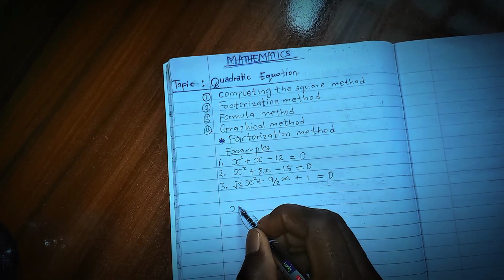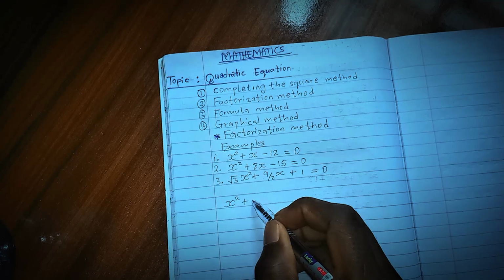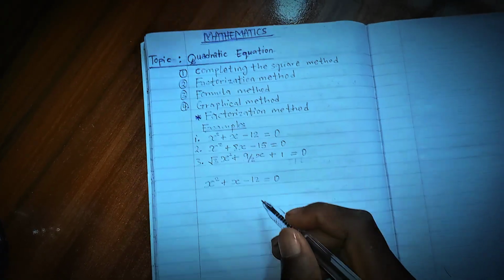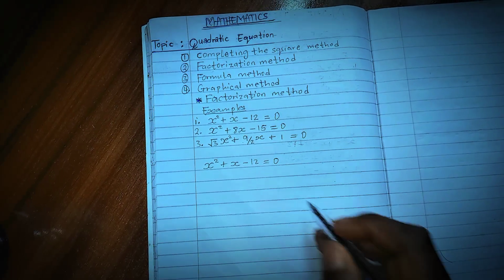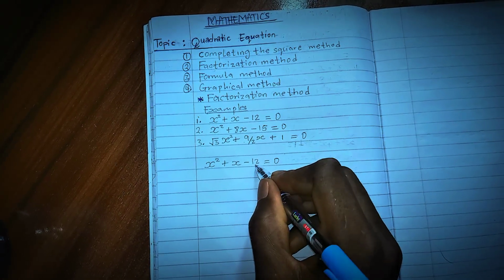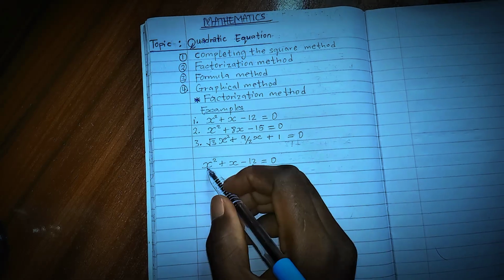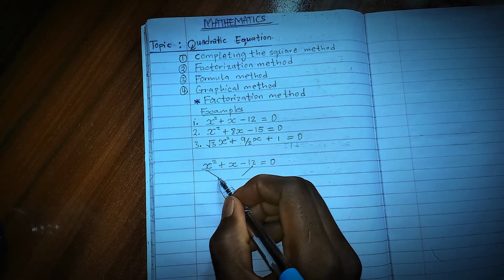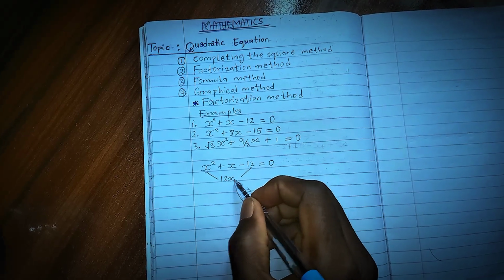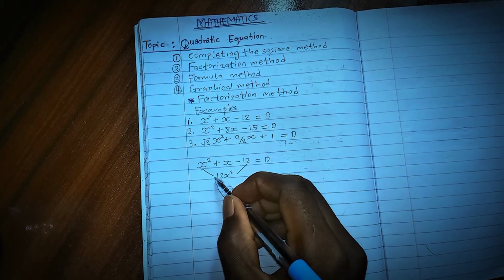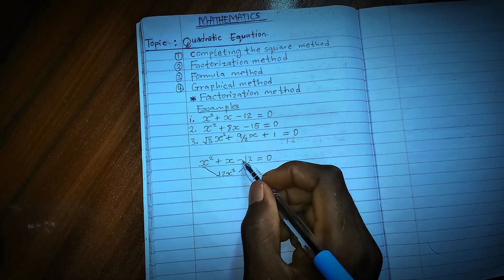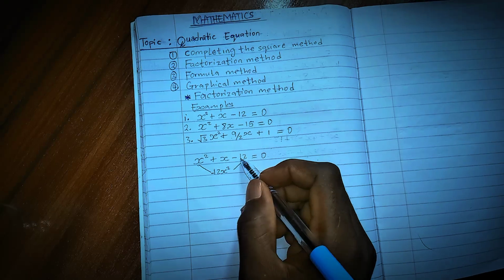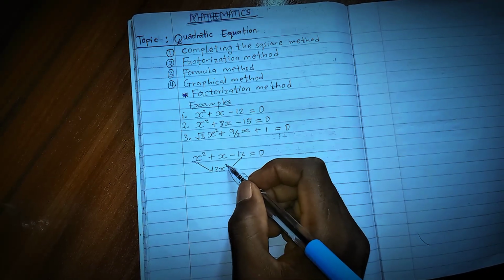The first one we have x squared plus x minus 12 equals 0. In the factorization method, the first thing you need to do is multiply the last term and the first term. So when you multiply these two terms, x squared multiplying negative 12 will give us negative 12x squared.